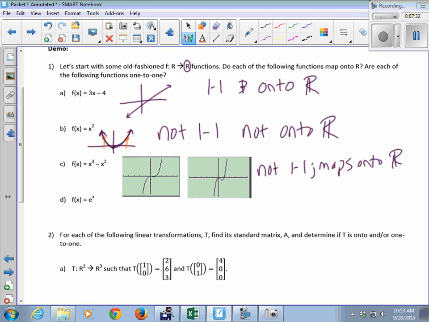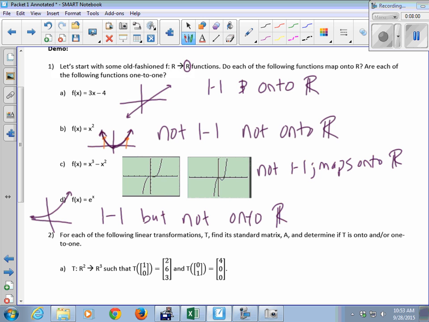All right, e to the x, right? It looks like this. Does it pass the horizontal line test? Yes, so it's 1-to-1. Is every real number produced as an output of this function? No, you only get positive real numbers. So this is 1-to-1, but not onto, it doesn't map onto R.